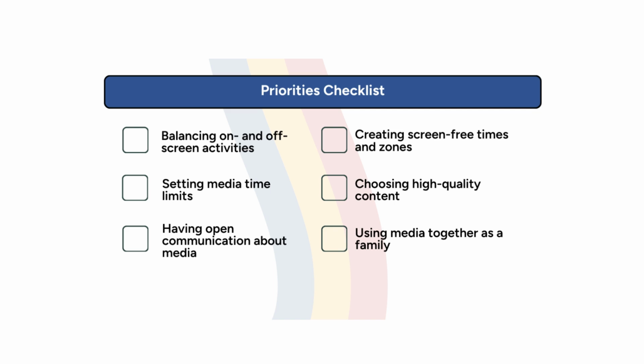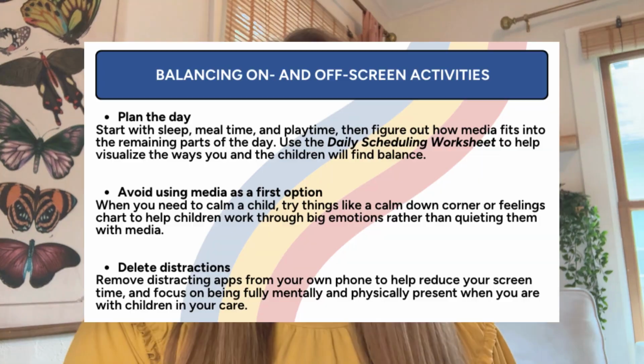Next, think about what matters most to you in regards to screen time when children are with you. Do you want to focus on your own screen time? Do you have goals for children's screen use? Start by choosing the 2 priorities that matter the most to you. You can always revisit the media plan and add more later. We'll give you a few examples of some priorities you could focus on in your classroom media plan.